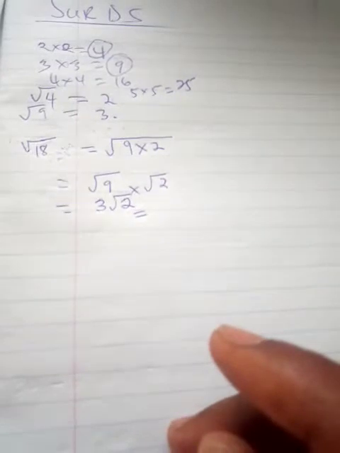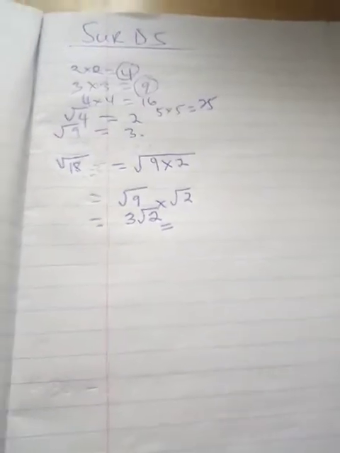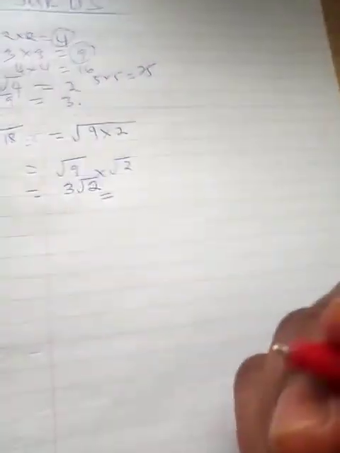We're going to look at operations on surds, but before then I just feel like we should have a lot more examples on surds, right? So maybe one or two and then we move on.